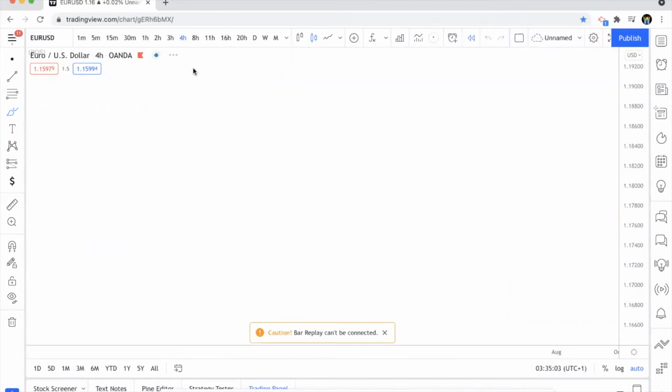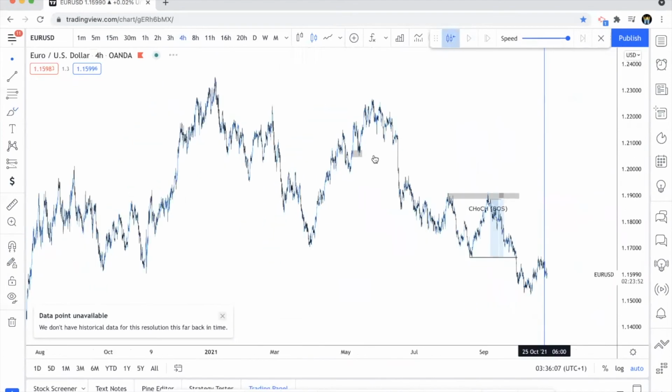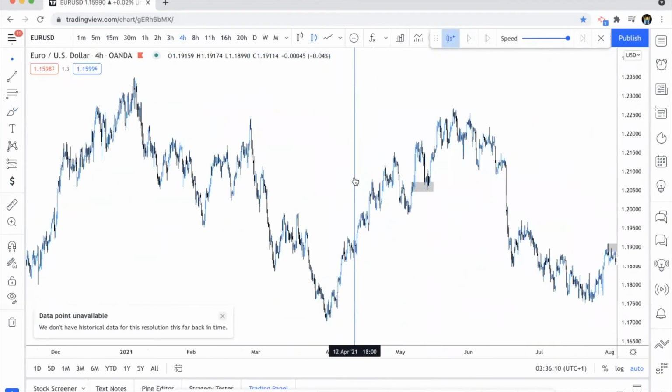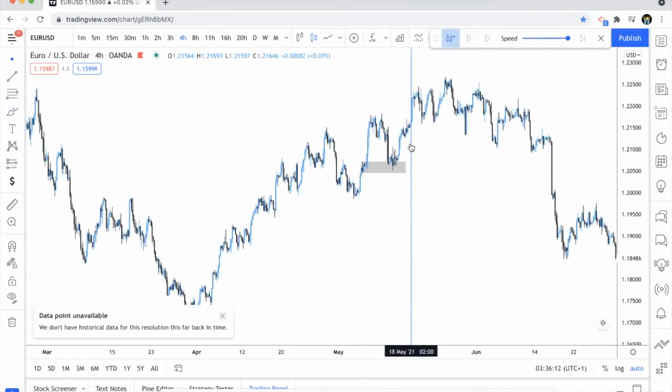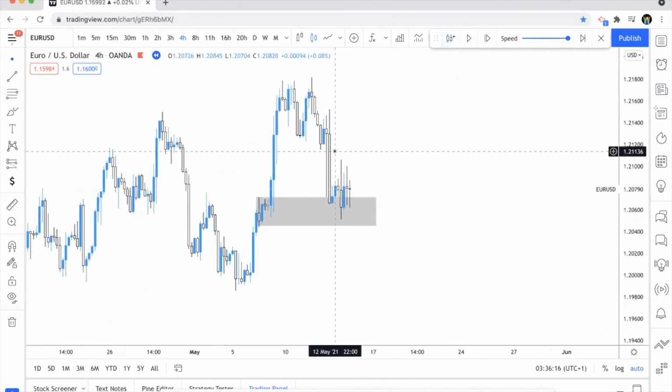So let me go show you guys another example so you guys can see what I'm talking about. I mean, this can be done all across any charts, obviously, but just going to show you guys a few more examples here. Okay, let's go here. Right here. Okay, this is another great example.